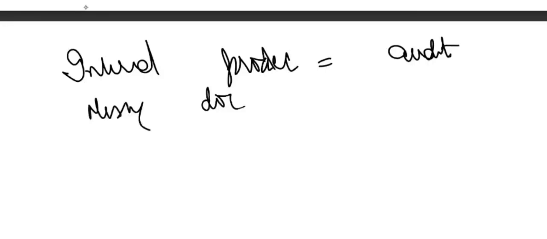So please understand, internal procedure. Whenever you see this word internal procedure, that is audit criteria. And whenever you see this word missing document, that is non-conformity.